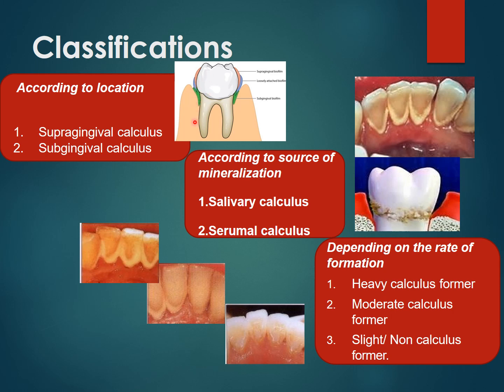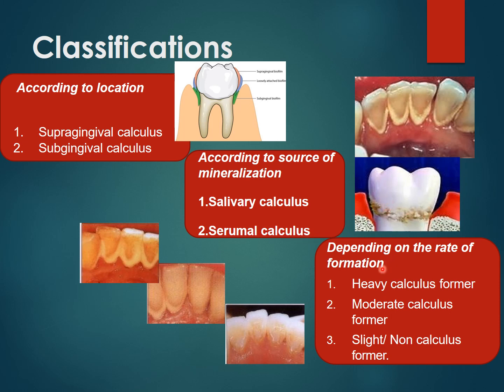According to the source of mineralization, it has been classified into salivary calculus and cemental calculus. There are two sources for the mineralization of plaque: saliva, and the crevicular or gingival crevicular fluid. So this forms salivary calculus or cemental calculus. Salivary calculus is usually the supragingival one, and cemental calculus usually forms the subgingival calculus.